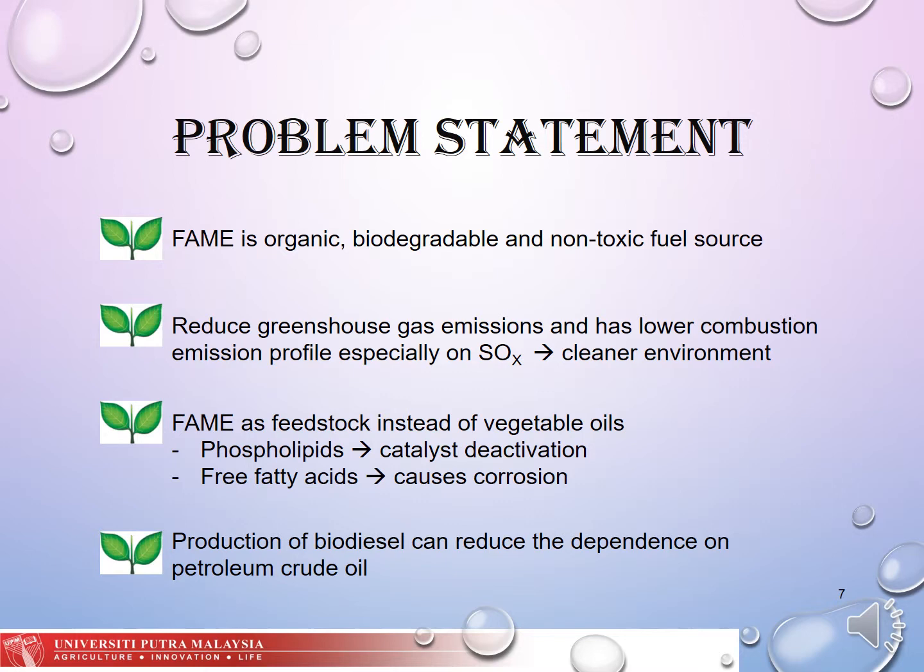Why do I conduct this project? Because FAME is an organic, biodegradable and non-toxic fuel source which reduces greenhouse gas emission and has a lower combustion emission profile on the sulfur oxides. FAME is chosen as our feedstock instead of vegetable oils because vegetable oil contains phospholipids and free fatty acids, where phospholipids cause the catalyst to deactivate and free fatty acids cause corrosion. Production of biodiesel can reduce the dependence on petroleum crude oil.